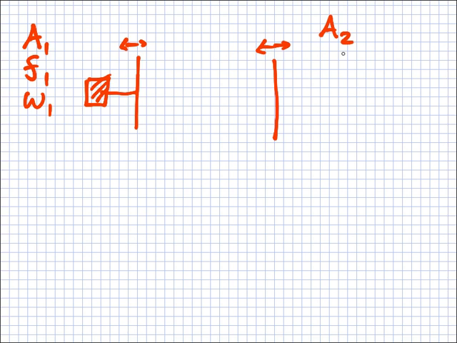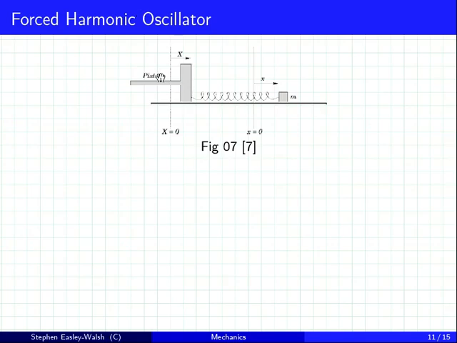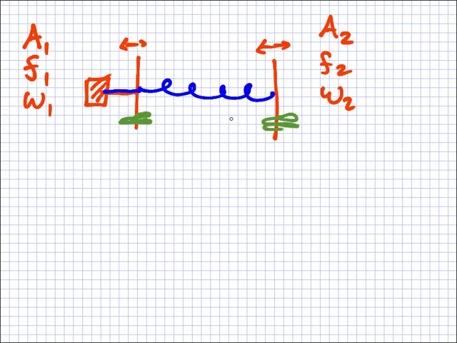This one here has a different amplitude, a different frequency, a different omega. So this guy is just going back and forth, back and forth, and this guy is too. Now what I do is I connect them. So maybe I connect a spring here. And this guy we'll say is stronger. In my picture, it's a big one on the left and a small one on the right. So the one on the left is going to influence the one on the right. Now, the one on the right will also influence the one on the left, but because of the size difference, we won't consider that. We'll just say that this guy is putting some kind of force on the other one.